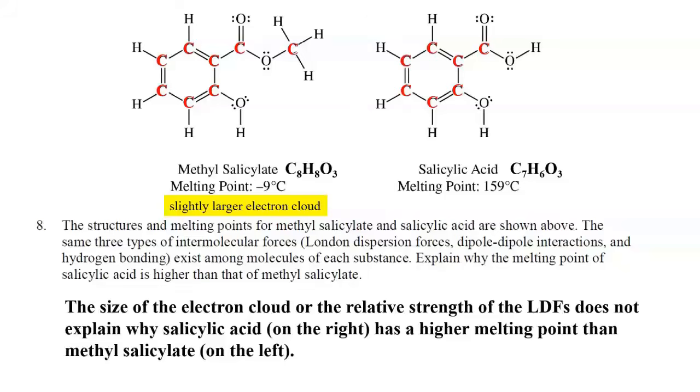Well, the size of the electron cloud, or the relative strength of the London dispersion forces, is not going to help us here. It's not going to explain why the salicylic acid molecule, which is on the right, actually has a much higher melting point than the methyl salicylate on the left. So size of the electron cloud is not going to help me here. I don't think dipole-dipole interactions are going to be very different. These are both polar molecules, but something special is going to happen with respect to hydrogen bonding interactions between molecules.